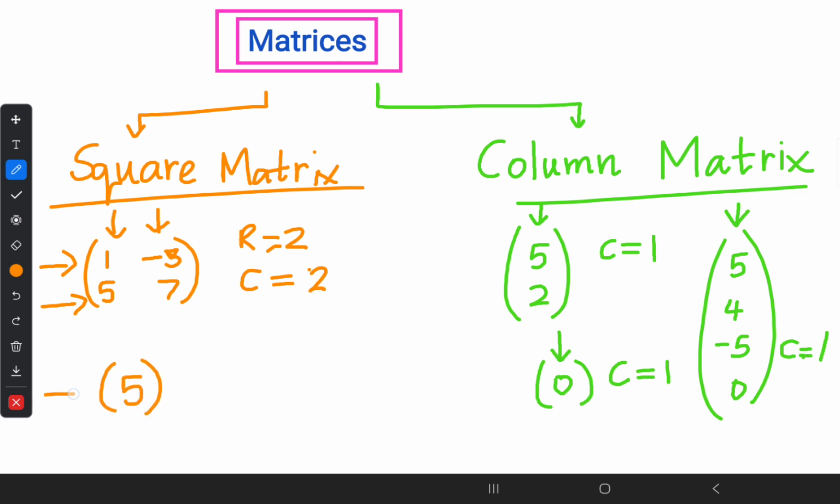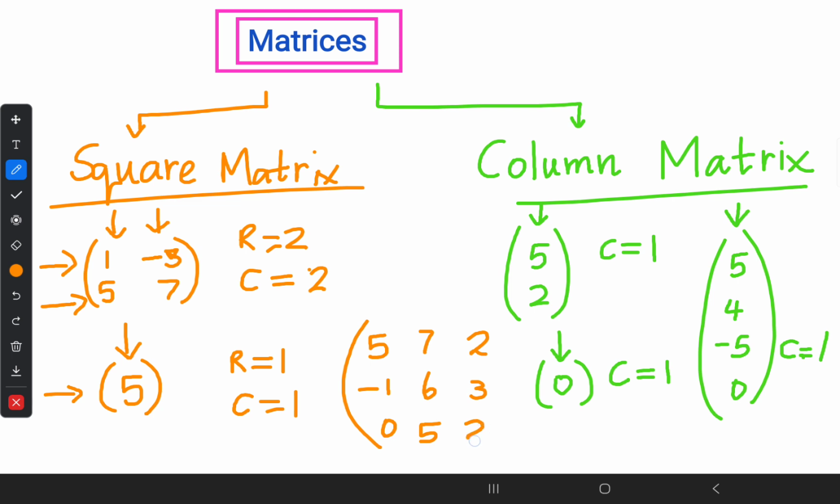Okay, here we have only one row and a single column. This is also a square matrix. One more example. 5, -1, 0, 7, 6, 5, 2, 3, 8, -8.